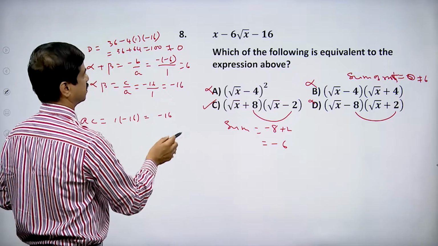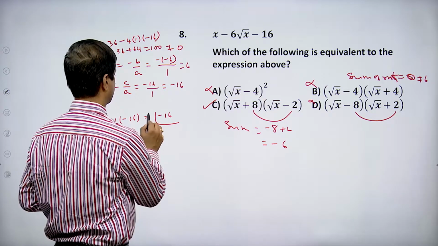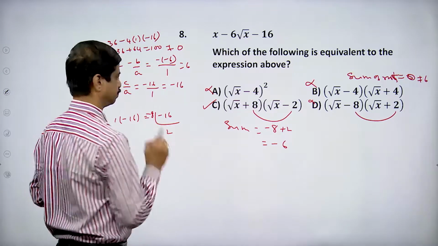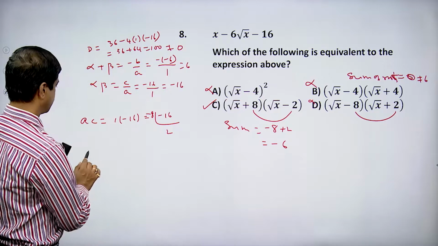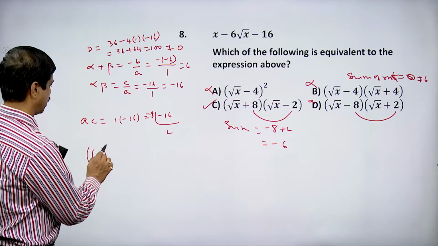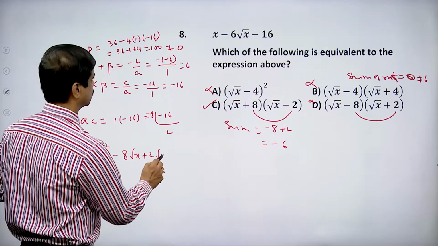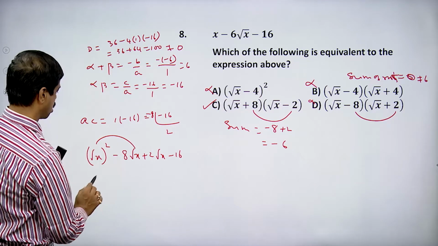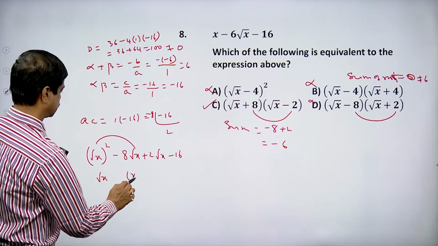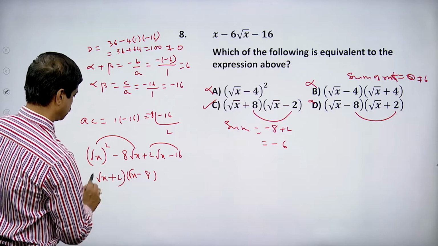You should take factors of minus 16 such that you get minus 6. So factors are minus 8 and 2, since 8 times 2 is 16, and minus 8 plus 2 is minus 6. So I will break this as root x whole square, minus 6x is minus 8 root x plus 2 root x, minus 16. Take root x common here, you will get root x into root x minus 8. Between these two, plus 2 common, finished.